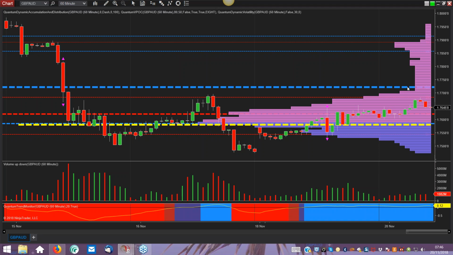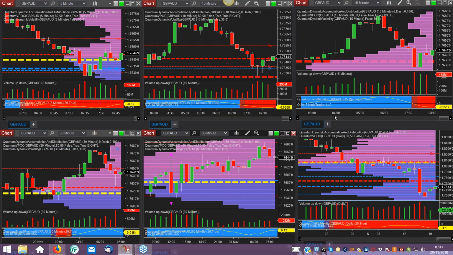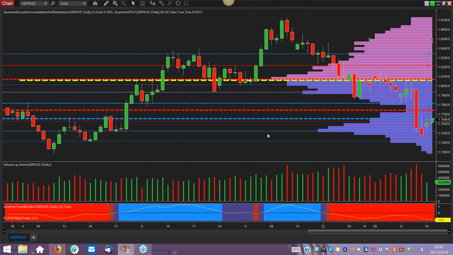So from a longer-term perspective, from a 60-minute perspective, this is still very much bullish. It's the trend monitor still bright blue, no flicker of a change there. And it is all about perspective. Sorry to bang on about it, but that's really what it's about. And then you go down to the daily, which really just gives you context of what it is you're trying to do.